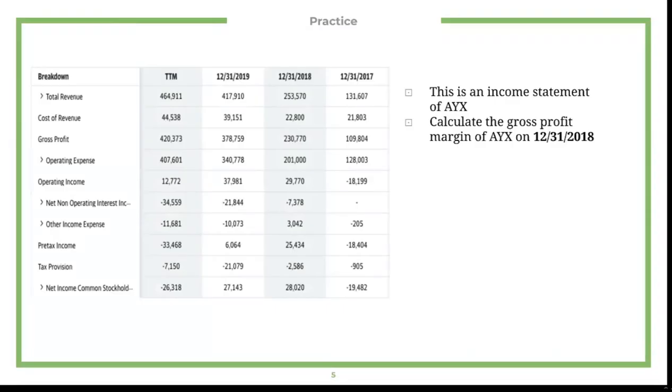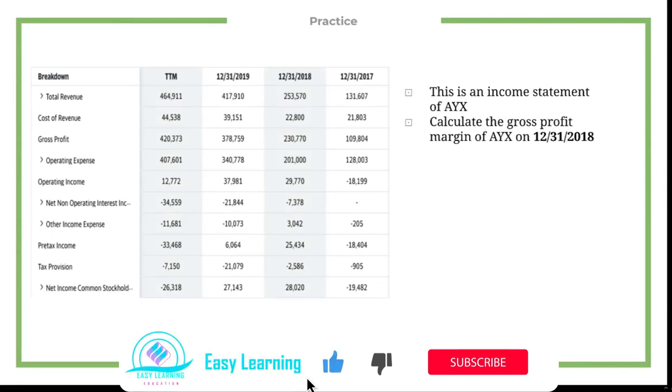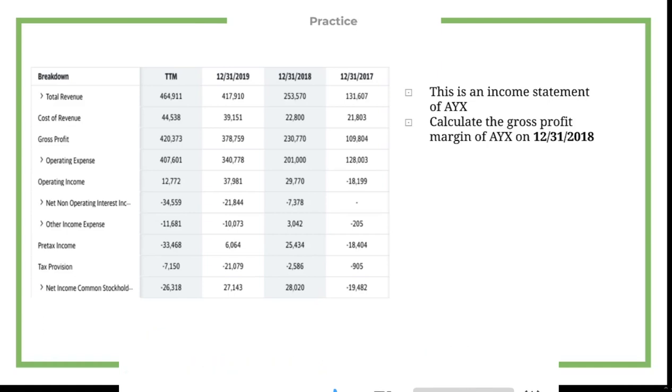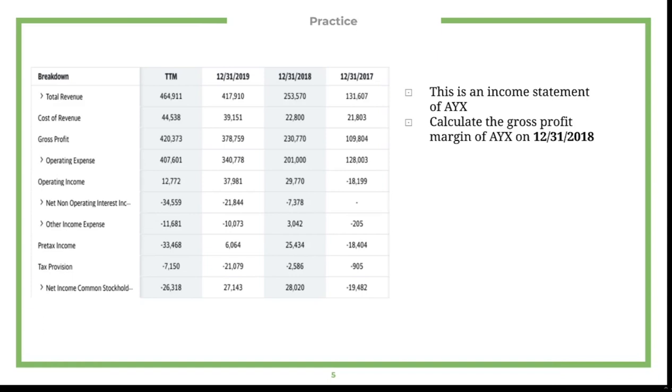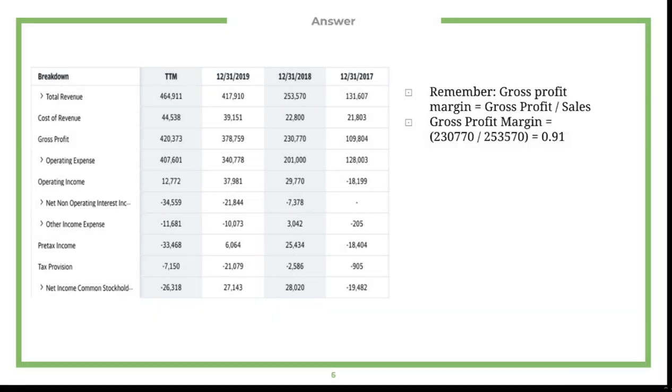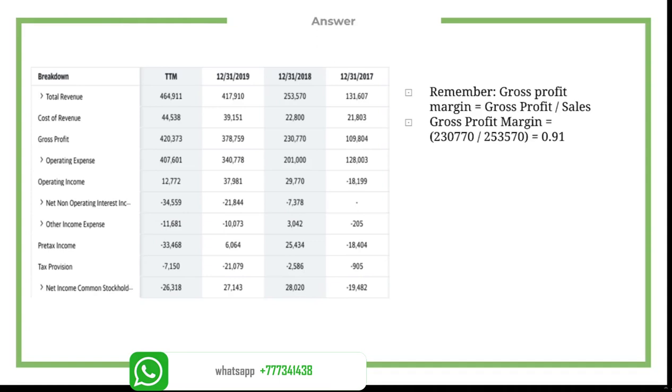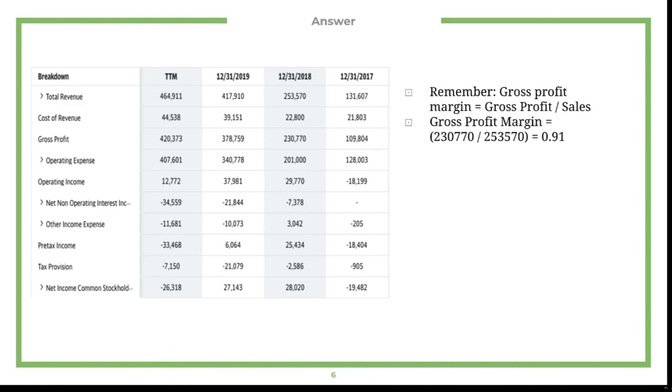So let's do a little bit of practice. So here we have an income statement of AYX. So now I want you guys to calculate the gross profit margin of AYX on December 31st, 2018. So go ahead, pause the video and unpause it when you're ready. So here's the answer. So remember that gross profit margin is the gross profit over the sales. So that would be 230,770 over 253,570. So that would be about 91%.